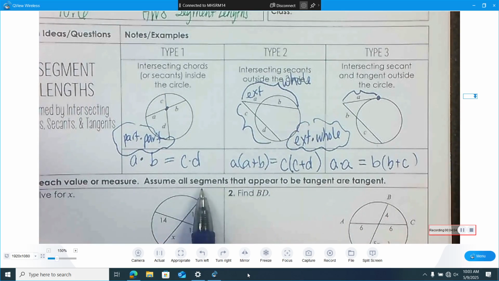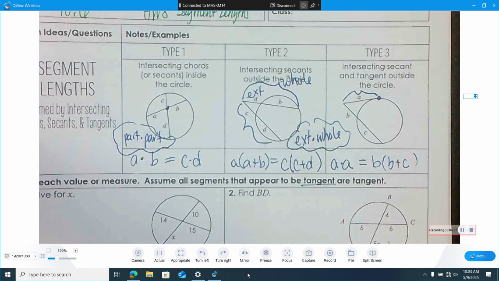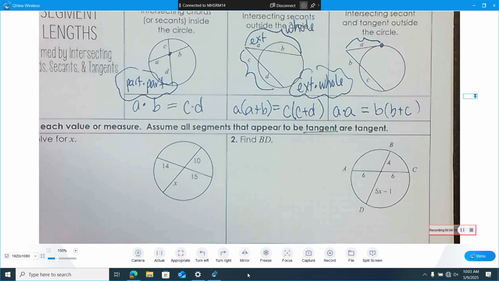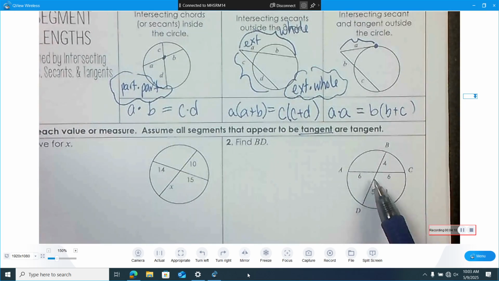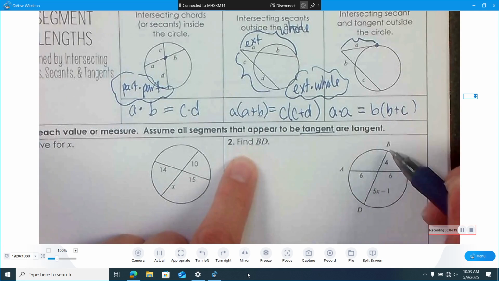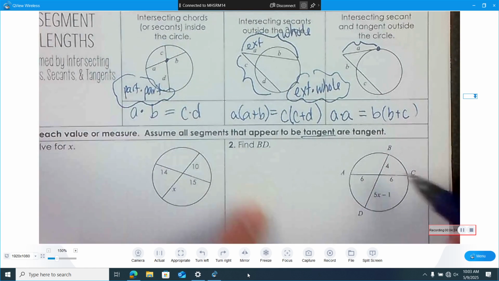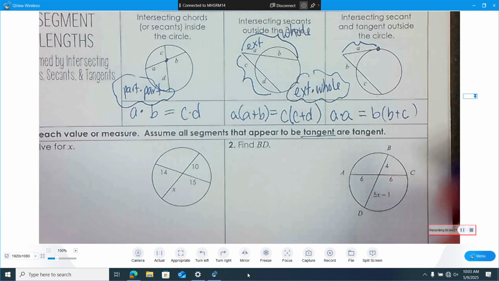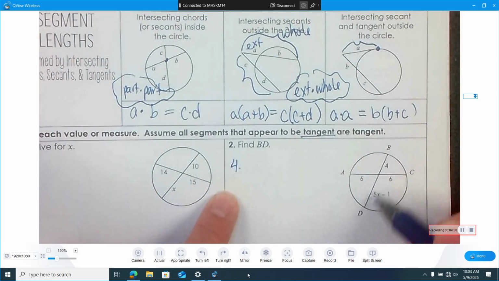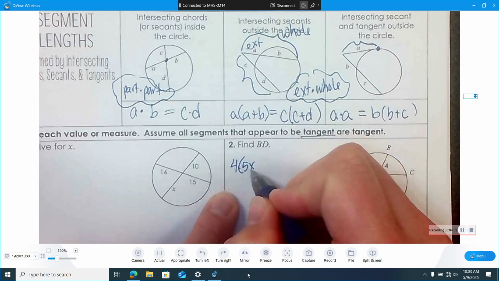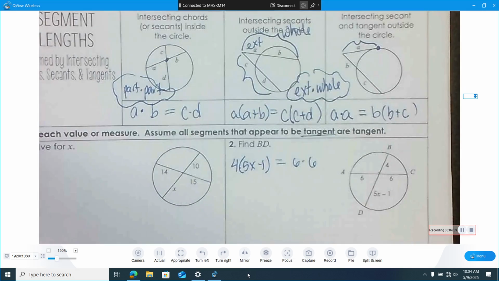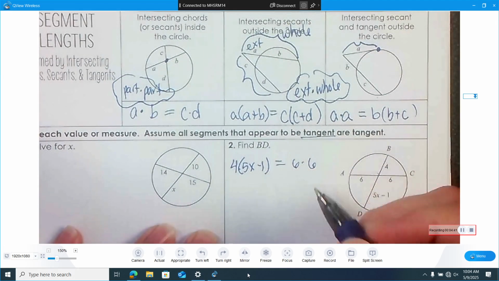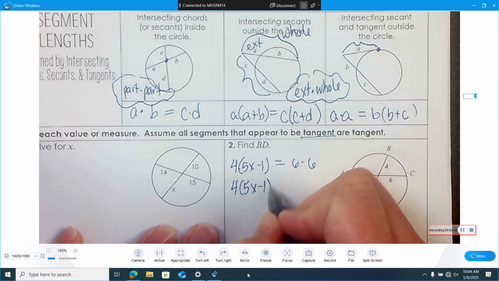So find each value or measure. We want to assume all segments that appear to be tangent are tangent. So if they look like they're touching, they are. And is this case 1 or type 2? Type 1. All right. We want to find BD. So that is the whole length of that chord there. So this is just part times part. So I'm going to write down part 4 times, what's the other part? 5x minus 1 equals part times part, 6 times 6 or 36. So we have 4 times the quantity 5x minus 1 equals 36.